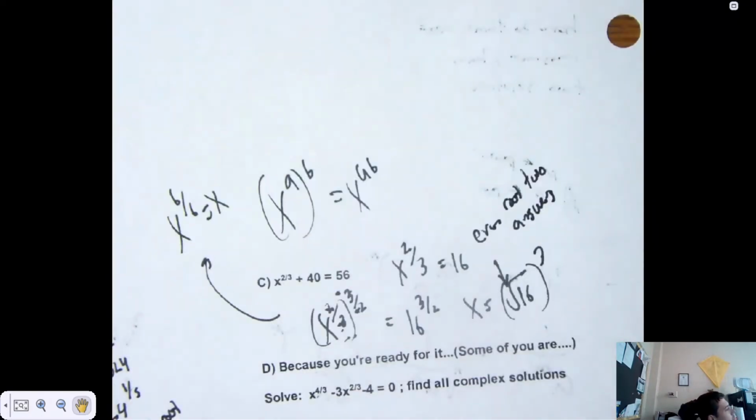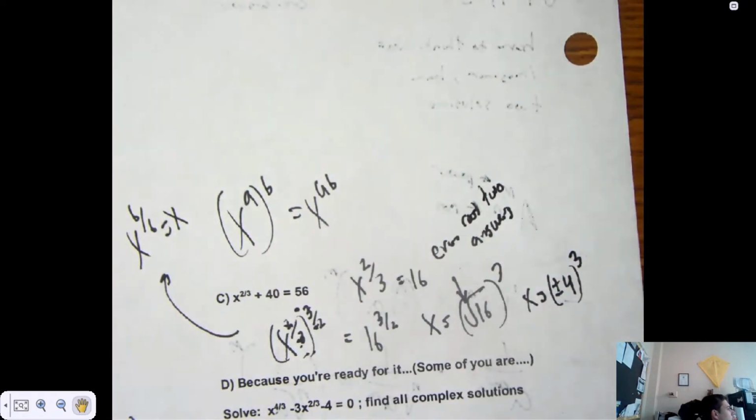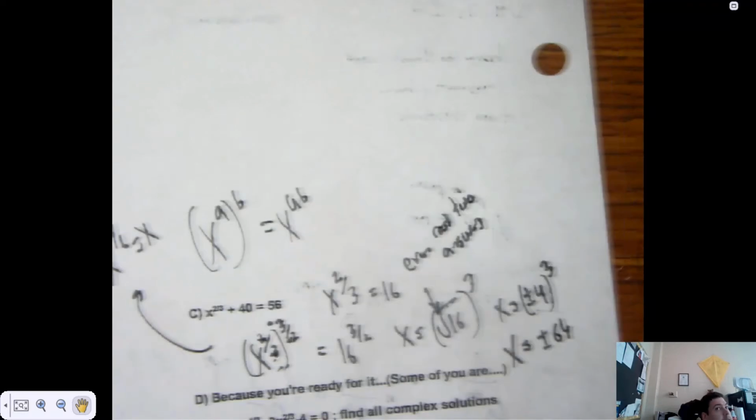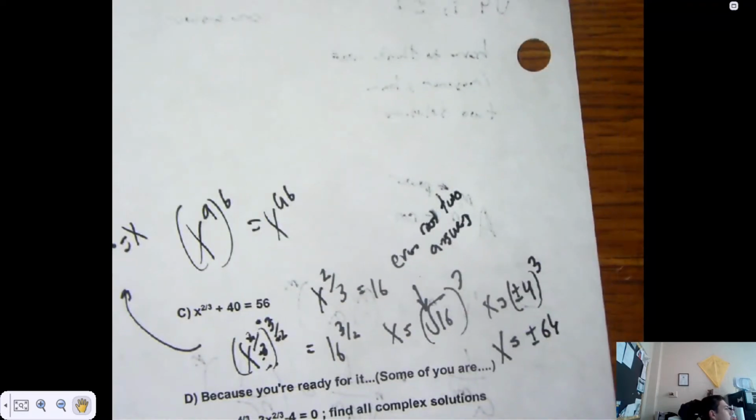What is the square root of 16? Plus or minus, kids? It is either a positive or a negative 4 that is cubed. What's a 4 that's cubed? 64. What's a negative 4 that's cubed? So it's going to be plus or minus 64. You can introduce the plus or minus whenever you want. It's supposed to be introduced at the square root, but it doesn't have to be.